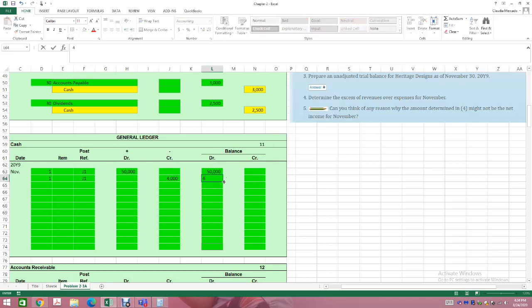So I have $46,000. A debit balance represents a positive balance. A credit balance represents a negative balance. If you overdraw your account, then you will have a negative balance. If you still have money in the bank, then you keep it in this debit column, just an updated balance. So it's $50,000 minus $4,000 gives you $46,000.